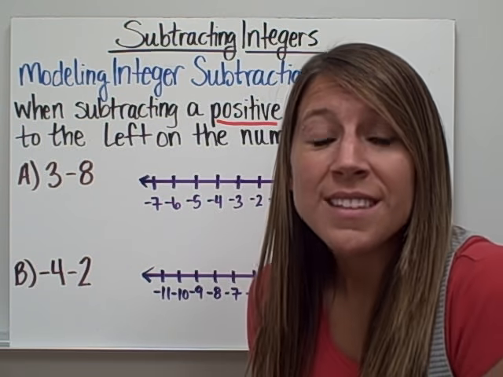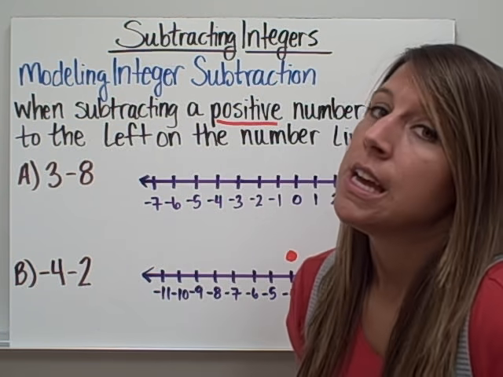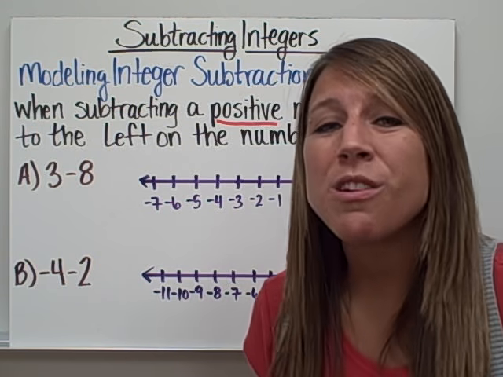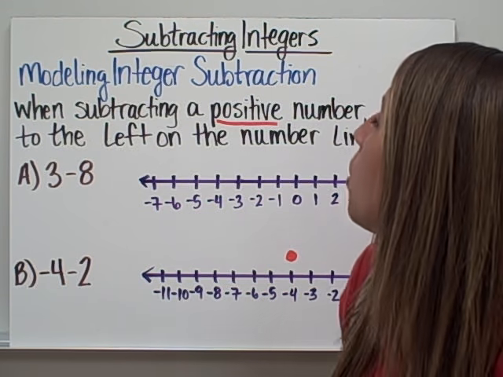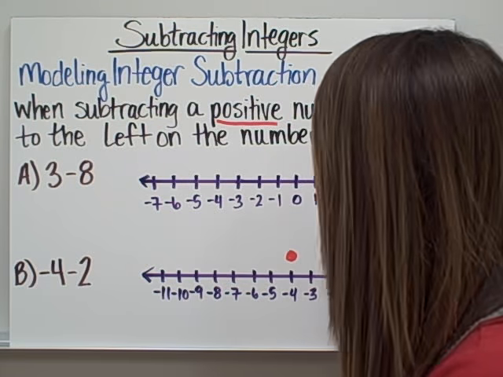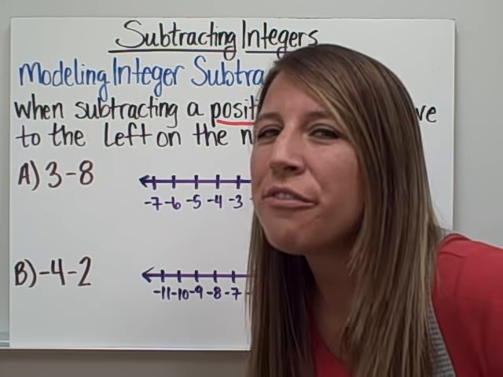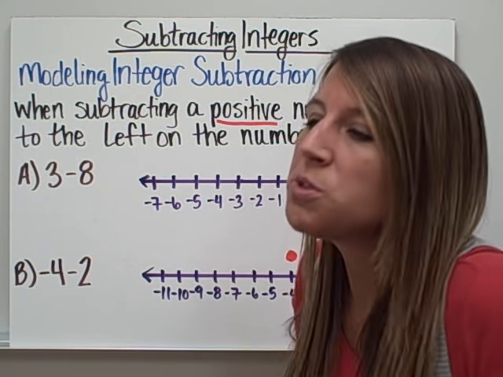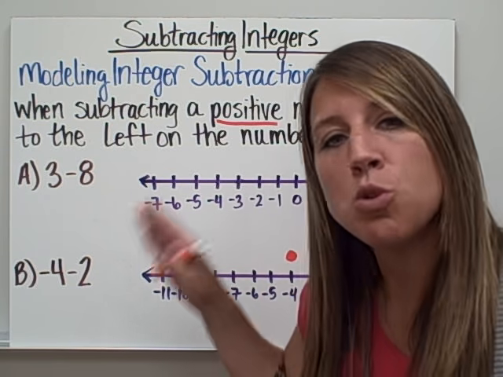So now we are going to work on subtracting integers. First we're going to talk about how to model them using a number line. When subtracting a positive number, we move to the left on the number line. This is kind of like what you're already used to. So when you subtract a positive number, you move to the left.